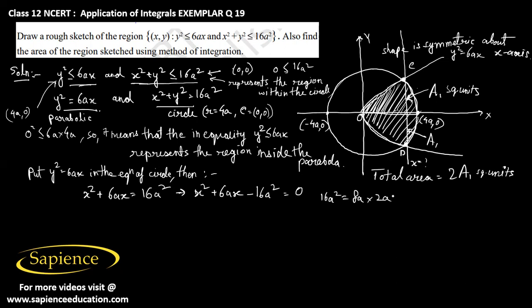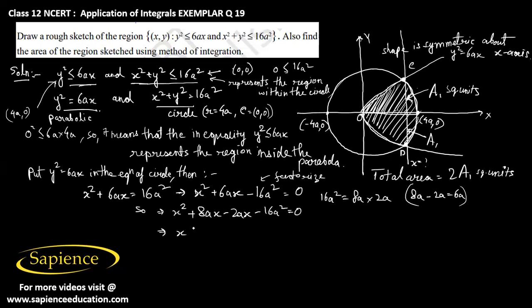Why am I writing like this? Since we want to factorize this expression, we split 6a as 8a minus 2a. Therefore, this implies x square plus 8ax minus 2ax minus 16a square is equal to 0.